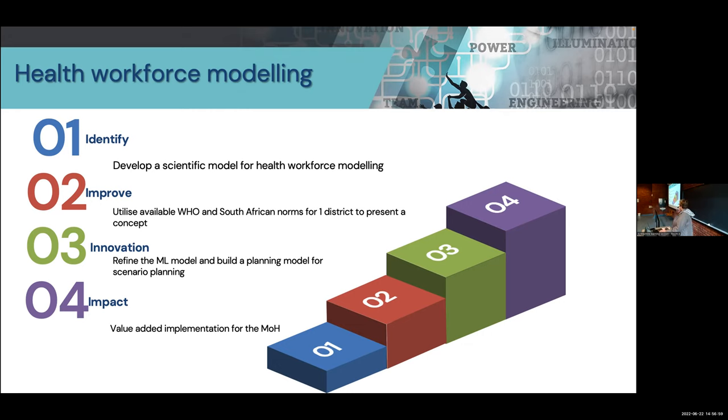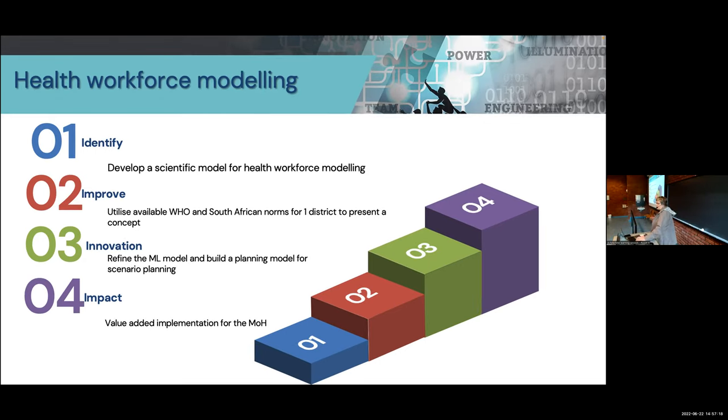So if I tweak the norms from 10 to 9 doctors, what would that output be? If it is an epidemic, how many ICU beds would I need and how many ICU-trained staff do I need, versus maybe a non-epidemic scenario, and things like that. It's really to be able to add that value.